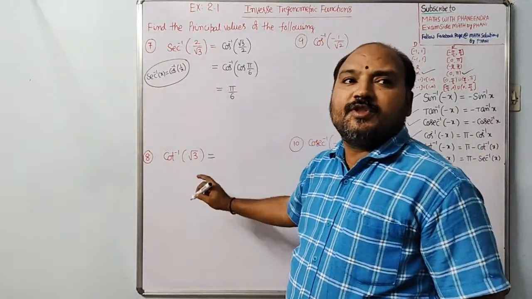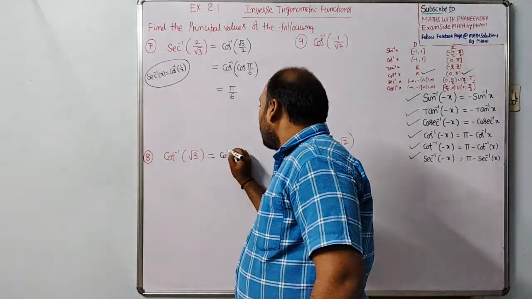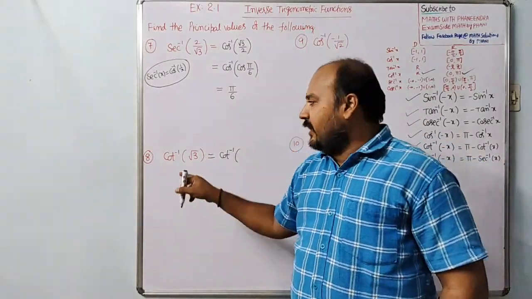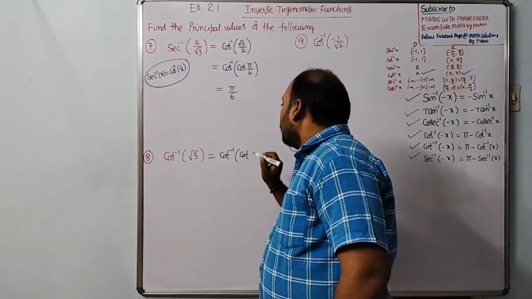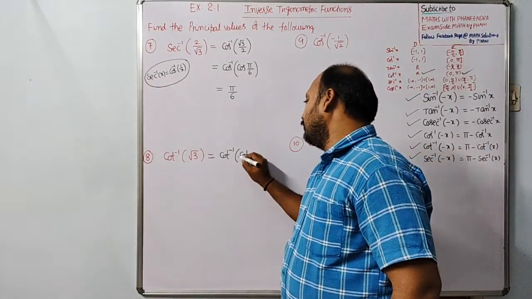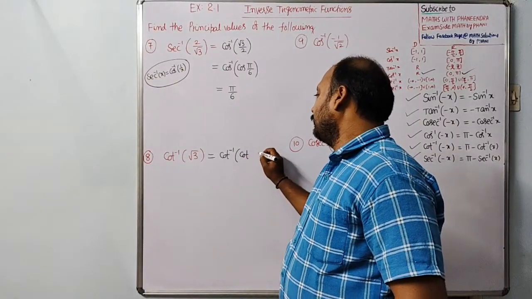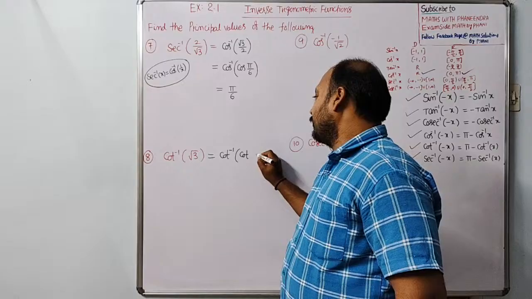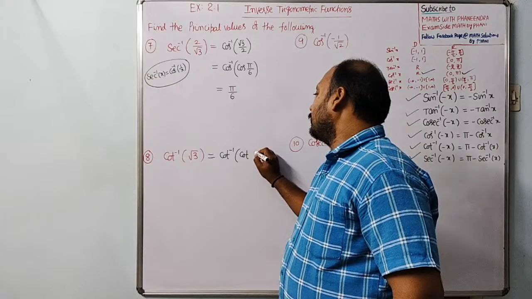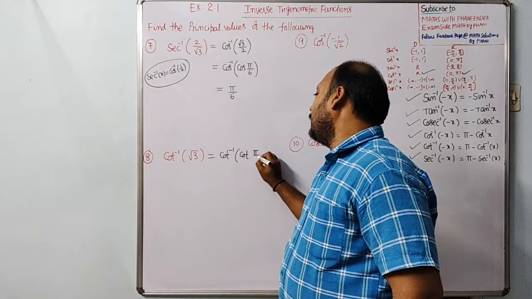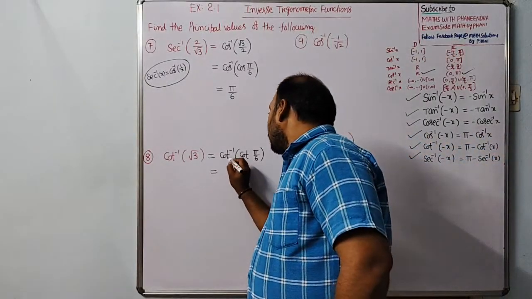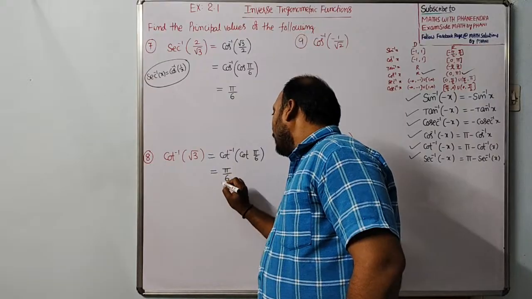Cot inverse of root 3. So cot inverse of root 3 generally in terms of tan is 60, but here cot 30 only it comes. Cot 30 degrees, so 30 degrees means it comes as pi by 6. So cot inverse of cot theta is theta. So pi by 6 directly.